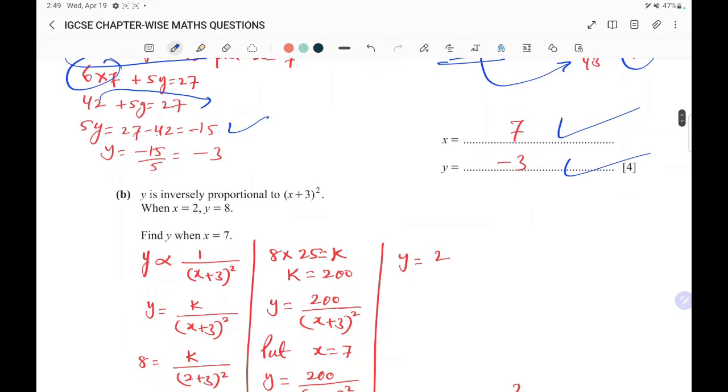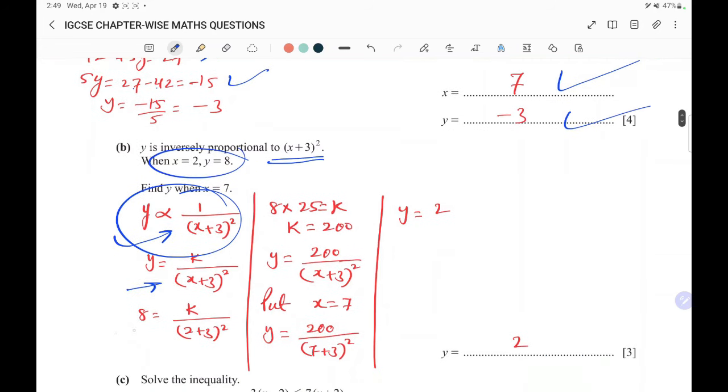Now B part says y is inversely proportional to (x plus 3) whole square. This is the way to read it: y is inversely proportional to (x plus 3) whole square. So y equals k over (x plus 3) whole square. Now put x equals 2 and y equals 8. So 8 equals k over (2 plus 3) whole square, which is 25.